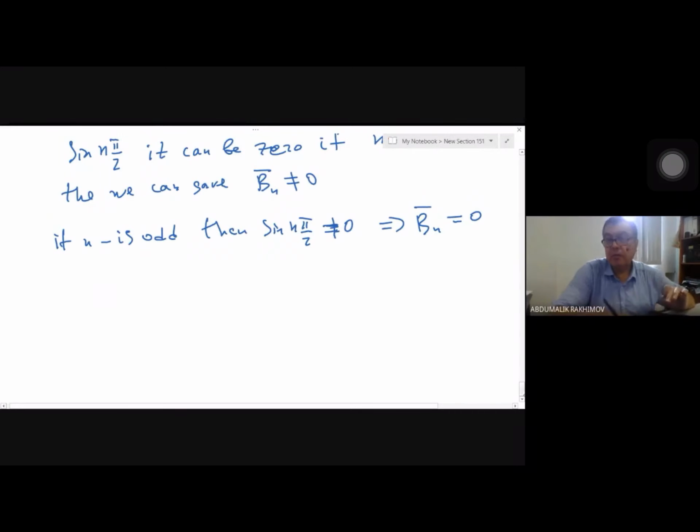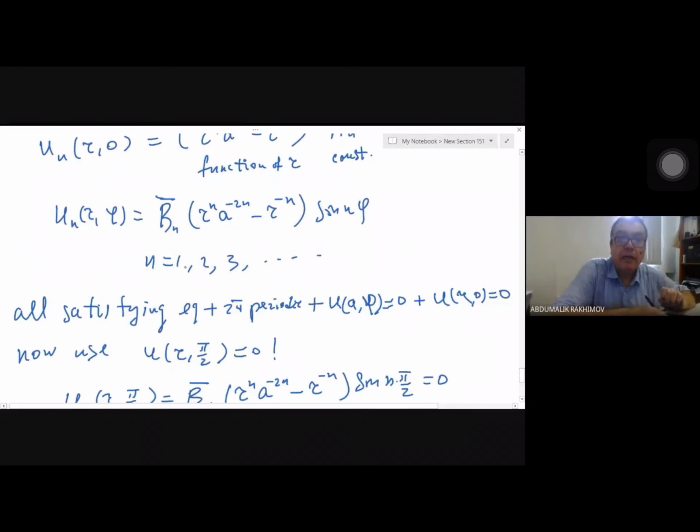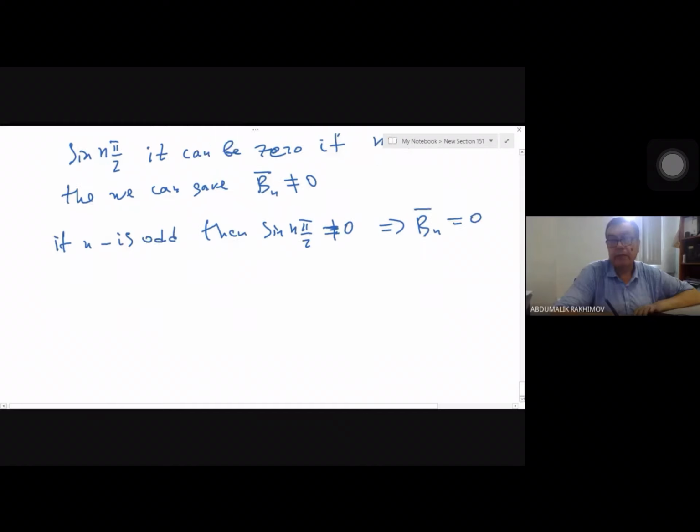So we have many u_n. Actually here n is 1, 2, 3, etc. Now I say that if n is 1, then B_1 is 0, and B_3 is 0. So I cannot say all; I can only say even. So let me write like this. We have many u_n.